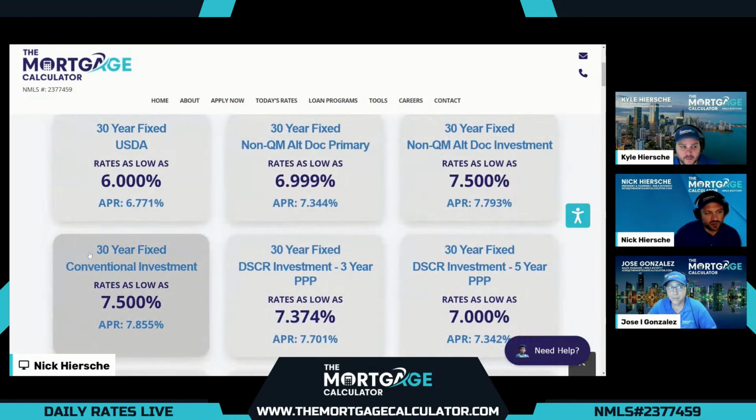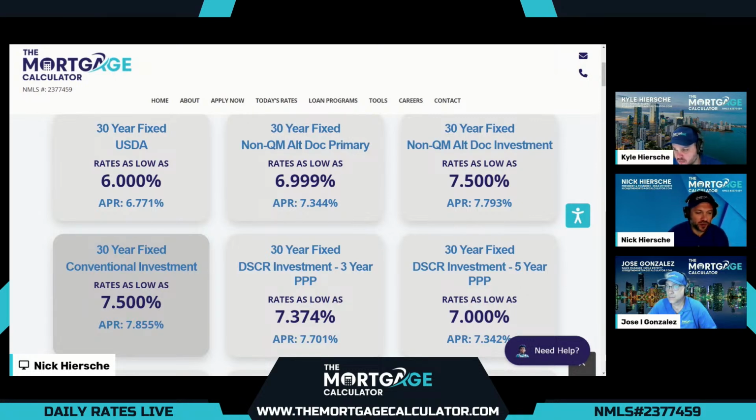And next up for our investors, our conventional option. Remember, the government programs, VA, USDA, FHA, do not work for investments, but these standard conventional options do. So our conventional option for investment property comes in at 7.5 today, final APR 7.855. So notice it's a touch higher than our non-QM option because the rates do react quickly on the conventional programs. So they jumped up a little bit from yesterday. So non-QM is actually a touch cheaper.